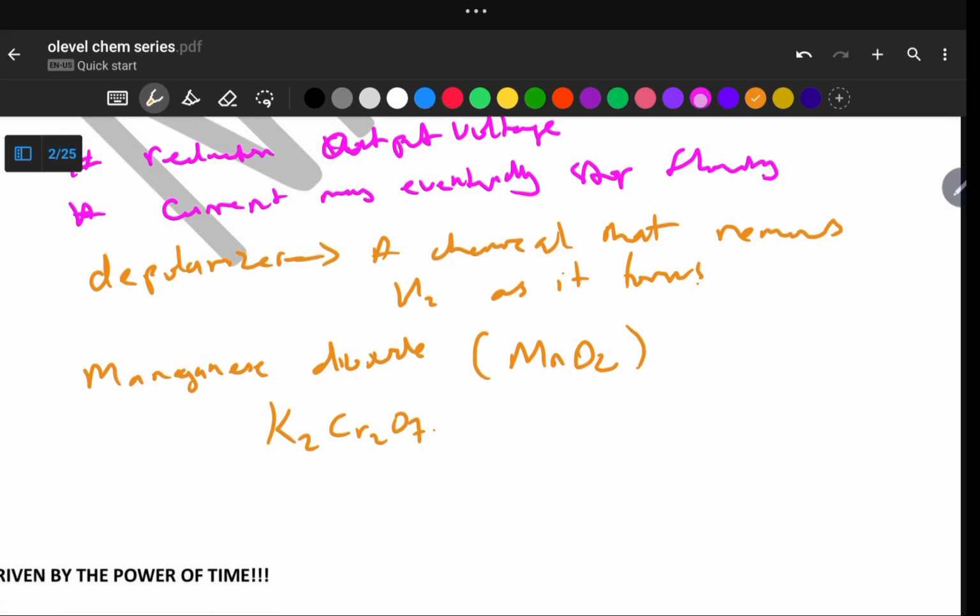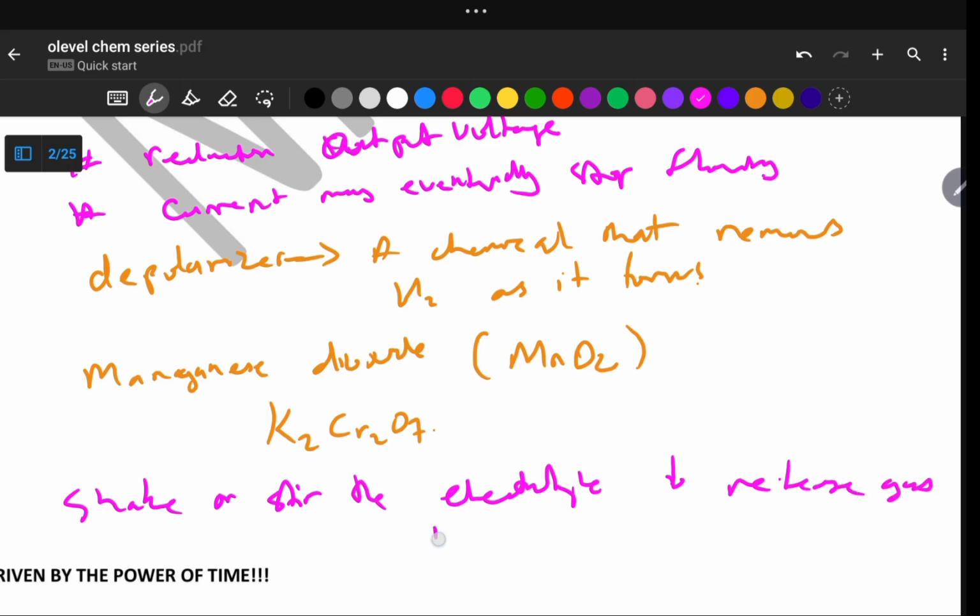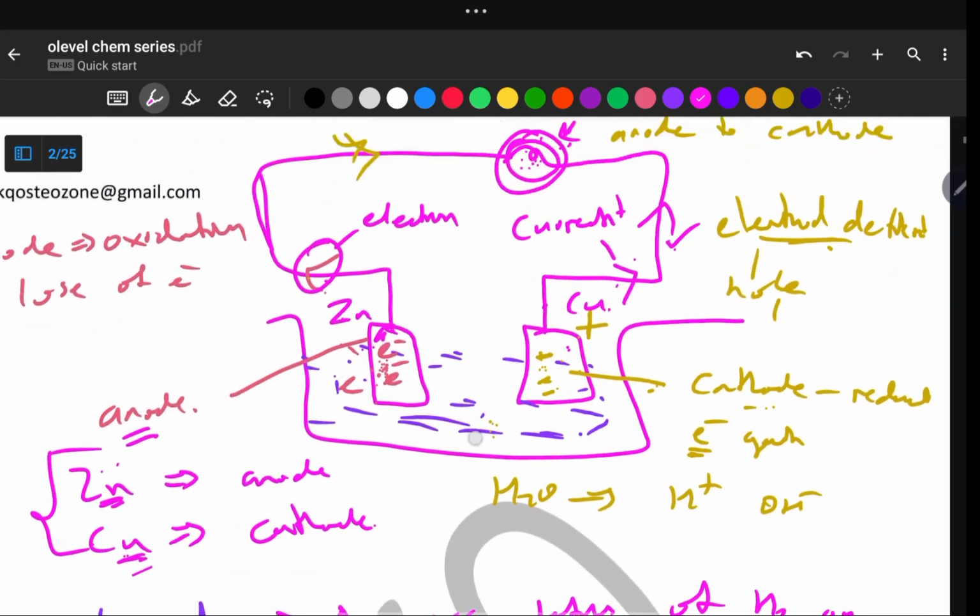And we can also use the manual way. We can shake or stir the electrolyte to release the gas bubbles, right? So these are the solutions to the polarization. We can use the depolarizer, right? So this is the general introduction to electric cells. This is what you need to understand from the electric cells.